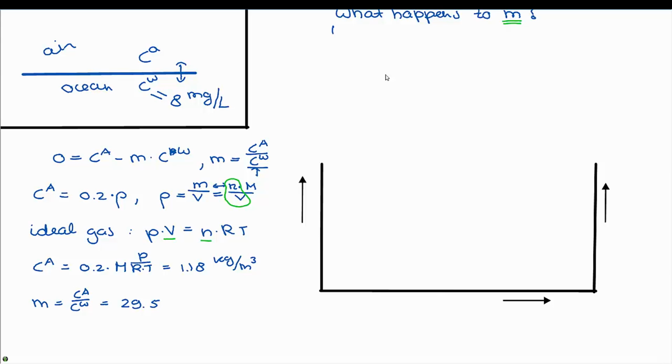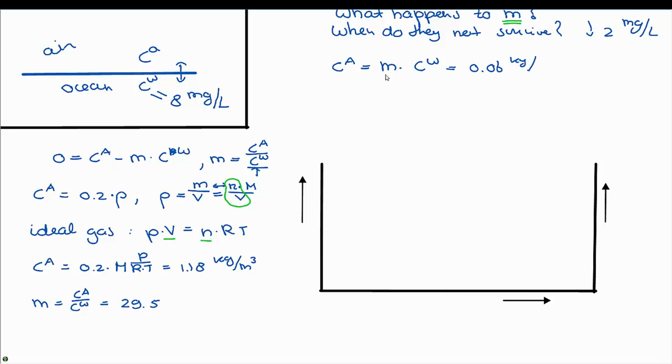So when do they not survive? That was given, and it was when the oxygen level in water goes below 2 milligrams per liter. So what we know is that the concentration in air for oxygen is the partition coefficient times the concentration in water. The concentration in water is known, the partition coefficient is known, so also the concentration in the air is known. That corresponds to this 2 milligrams per liter in water.